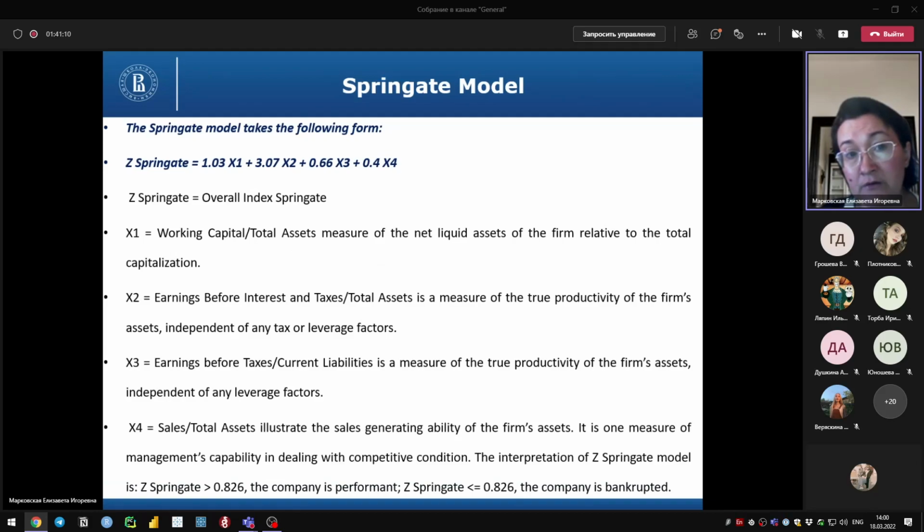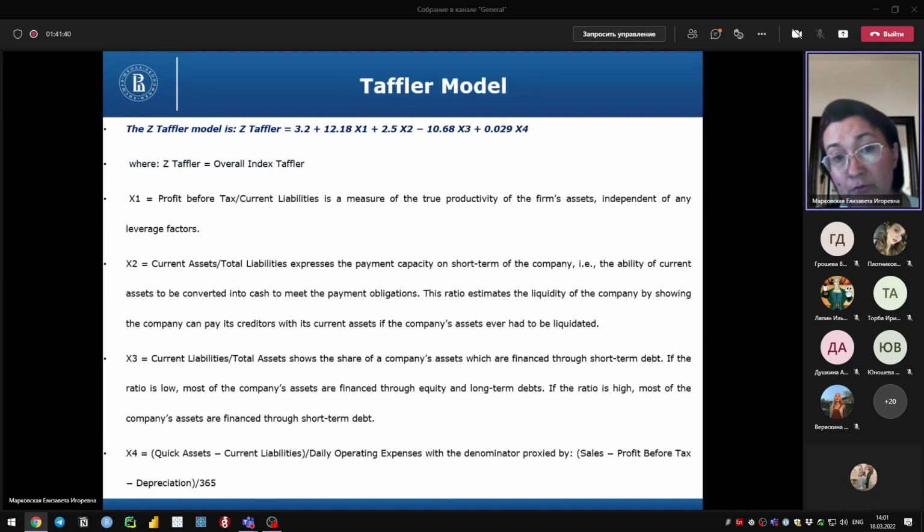Then the Springate model is also a well-known model, and you may see the 4 elements of this model, and the interpretation of the Springate model. Depending on the meaning of the Z-score, the company is bankrupt, or the company has a good performance.